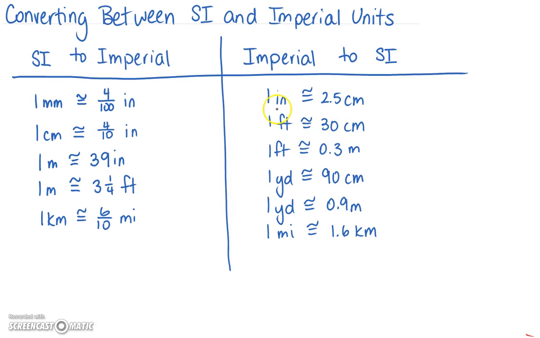So there's two tables, one that shows you when you have 1 millimeter and how to convert it into inches, a centimeter into inches, a meter into inches, which would be 39 inches, 1 meter in terms of feet, 1 kilometer in terms of miles. And then going the other way, what is 1 inch approximately in terms of centimeters, 1 foot in terms of centimeters and meters, what is a yard in terms of centimeters and meters, and what is a mile in terms of kilometers. So we're going to use this along with your reference for imperial measurement.